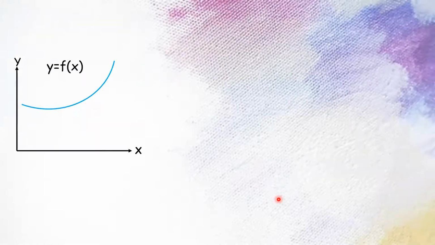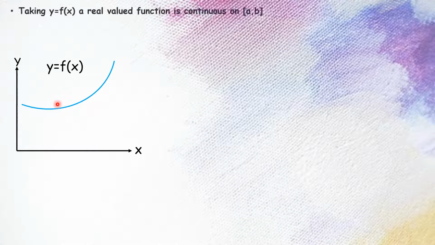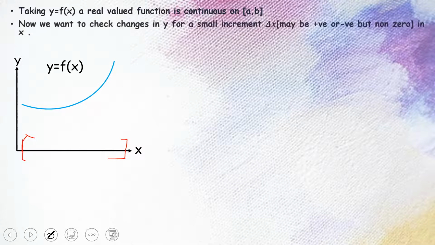Now we have a function y is equal to f of x, definitely a real valued function, which is continuous on a closed interval. So take any closed interval. Here you can take this closed interval a comma b. Now we want to discuss the rate of change of y as per the rate of change of x. That means if there is a small change in x, then what should be the change in y?